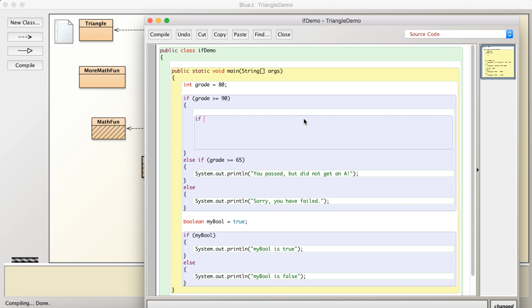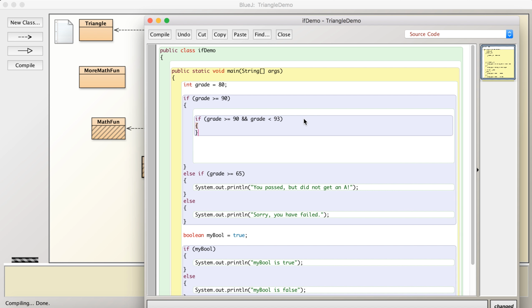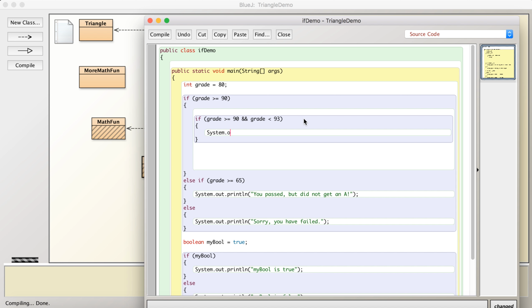So let's say if grade is greater than or equal to 90. And then I'm going to say also we have this other way to put two things together. So I'm going to say and, which is double ampersand there, and grade is less than 93. Okay, so that would be an A minus, right? So in this if statement, I'm going to say system.out.println, you earned an A minus.